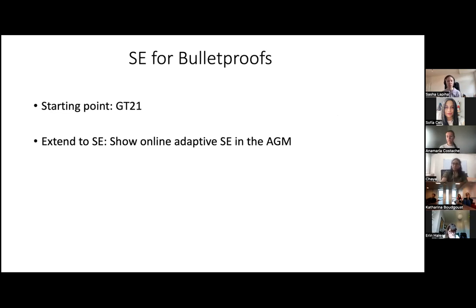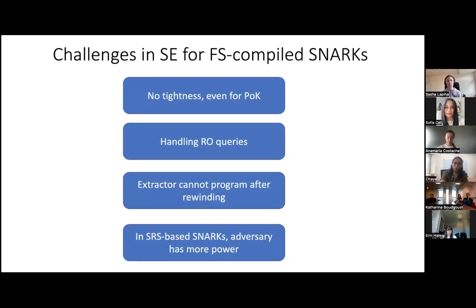In order to extend to simulation extractability, what we show is online adaptive simulation extractability in the AGM. We inherit AGM from GT21, which shows proof of knowledge in AGM. In a recent work, we can also remove the AGM and show this only in the ROM, but I'm not going to talk about it today. Okay. The second challenge in proving simulation extractability is in how we handle random oracle queries, because like we saw before, the non-interactive prover can change the instance after seeing the response from the random oracle, and we cannot rewind and reprogram the random oracle.